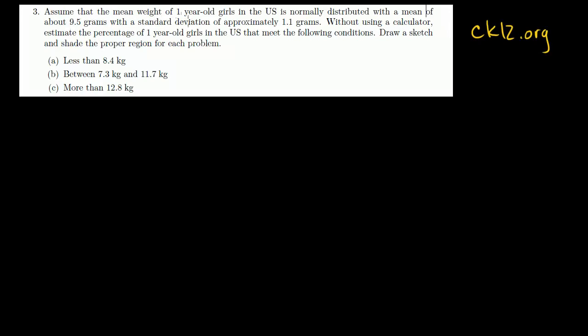Assume that the mean weight of 1-year-old girls in the U.S. is normally distributed with a mean of about 9.5 grams. That's got to be kilograms. I have a 10-month-old son, and he weighs about 20 pounds, which is about 9 kilograms, not 9.5 grams, which is nothing. We'd be talking about mice or something. This has got to be kilograms. But anyway, it's about 9.5 kilograms with a standard deviation of approximately 1.1 grams. So the mean is equal to 9.5 kilograms, I'm assuming, and the standard deviation is equal to 1.1, without using a calculator. That's an interesting clue.